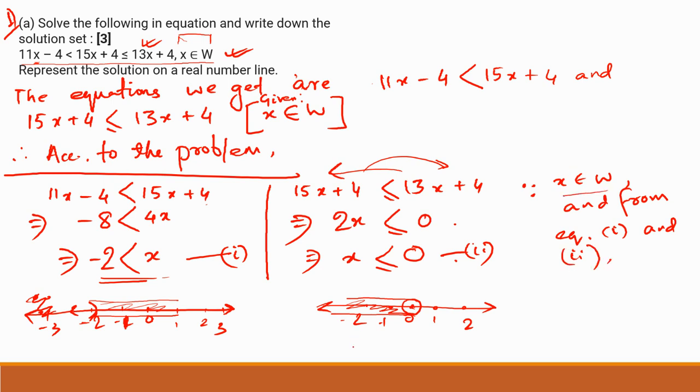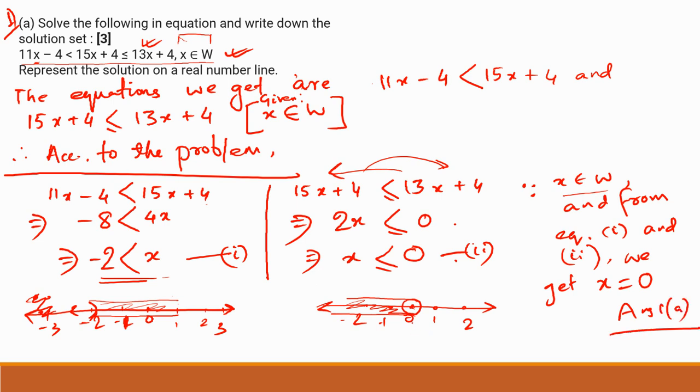X cannot be all these numbers between minus 1 and minus 2, right? X has to be either 0, 1, 2, 3, 4. Whole number starts from 0, right? So you see, the common between this is only x is equal to 0. Since x belongs to whole number, and from equation 1 and 2 we get x equals 0. This is the answer to 1a, right?